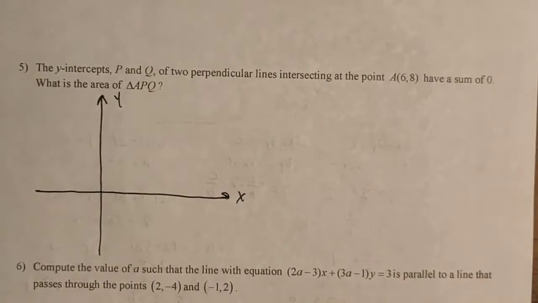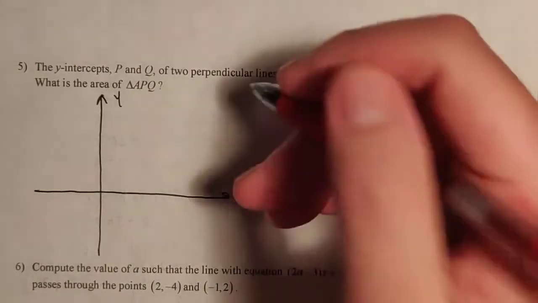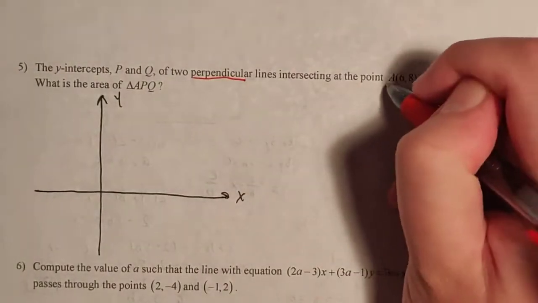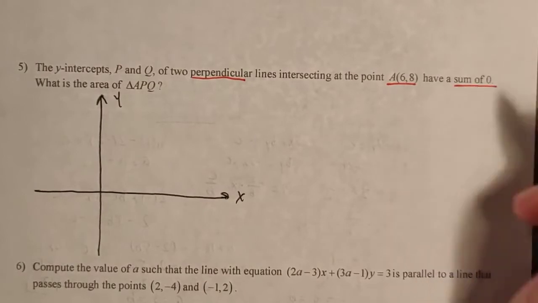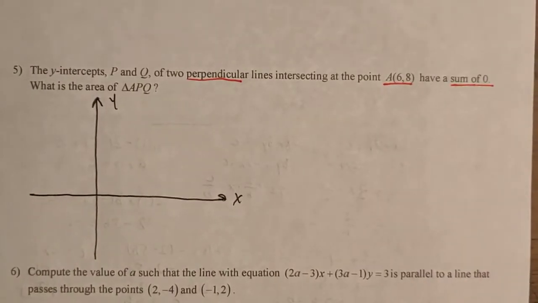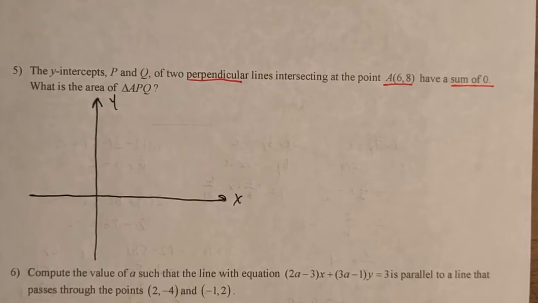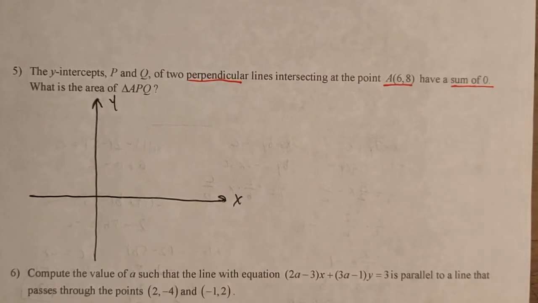Okay. Now, the important piece of information. We have perpendicular lines, they intersect at the point (6, 8), and they have a sum of 0. So that last part is the most interesting to me, the fact they have a sum of 0. Since they have a sum of 0, this means that the two y-intercepts have to be on opposite sides of the x-axis, and in fact they have to be reflections of each other, right?